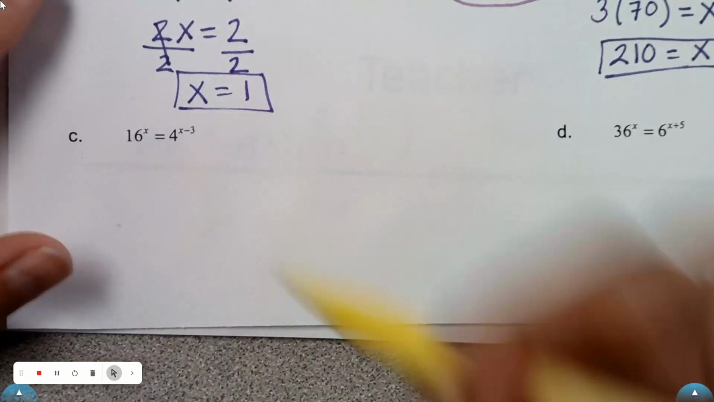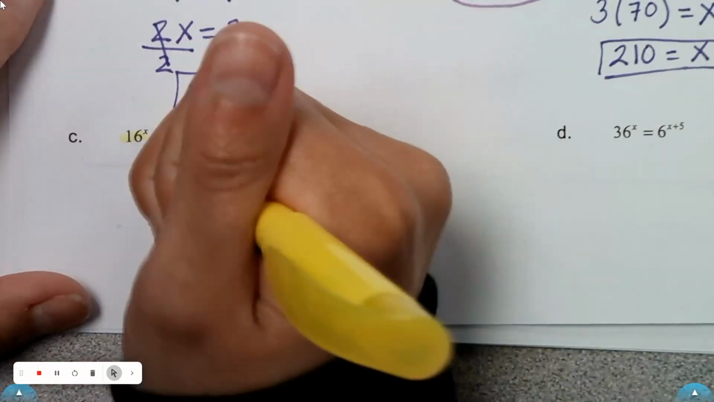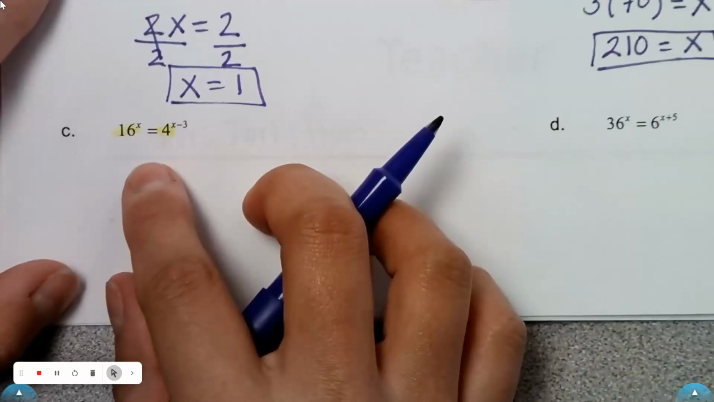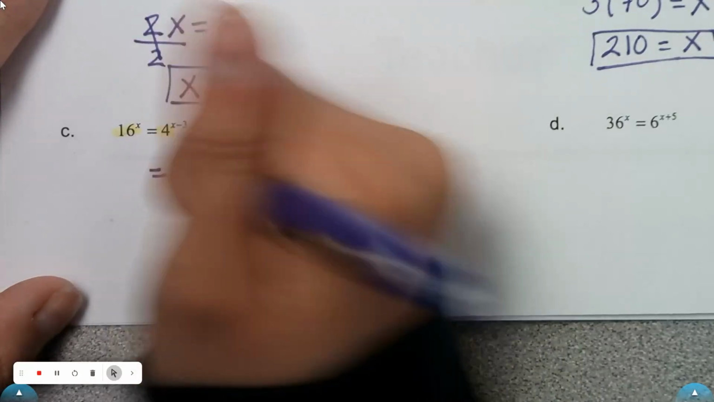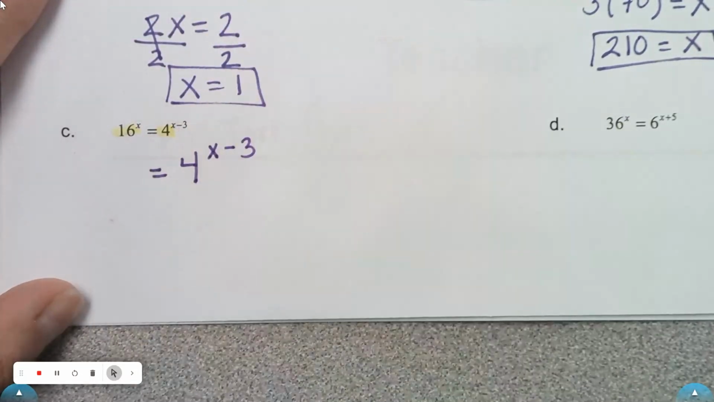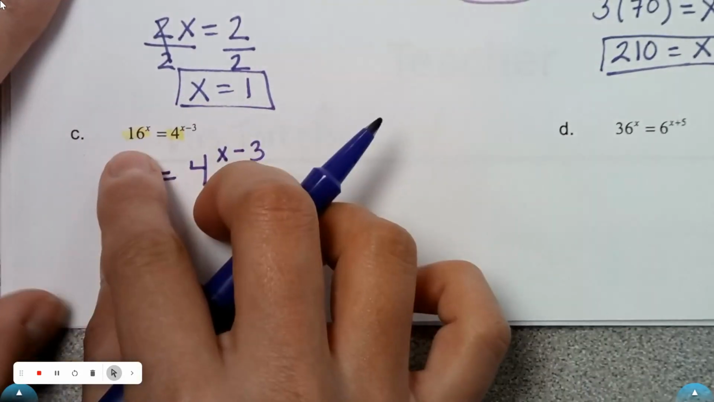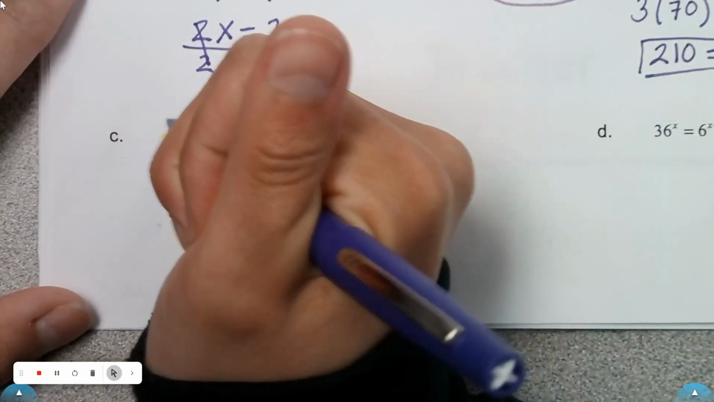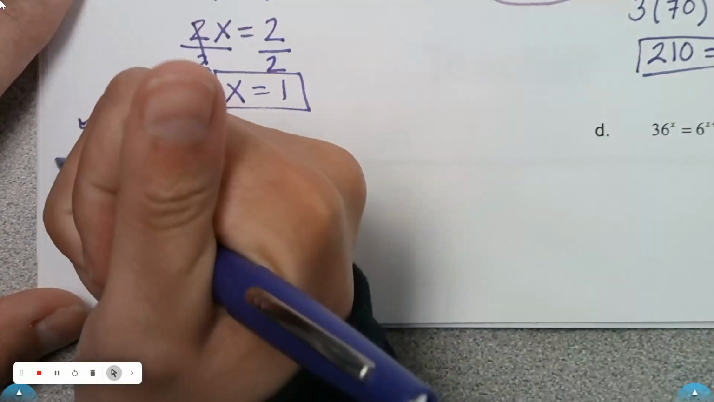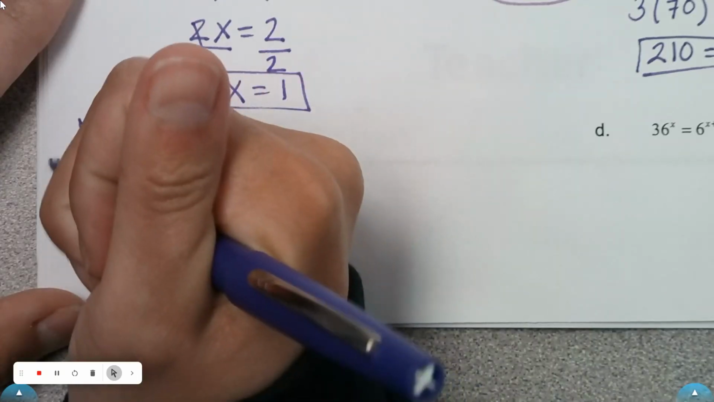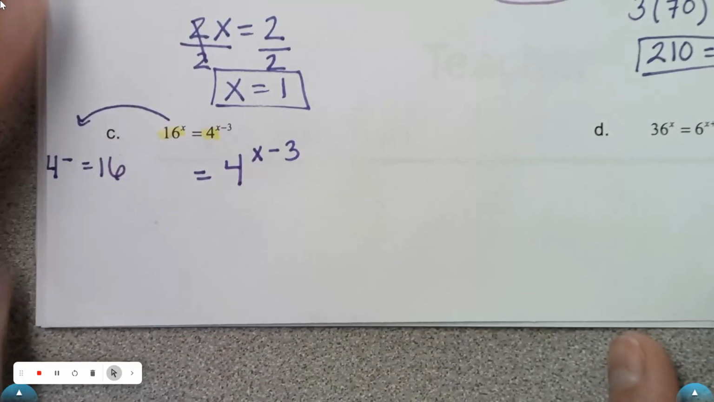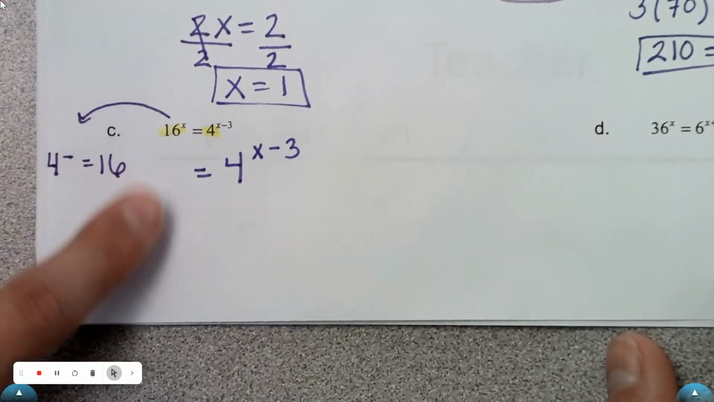Okay, so look at your bases. I have 16 and I have 4. The smaller one, which is the 4, I'm going to keep the same. The bigger one, I will change. Okay, so I'm going to do my work on the side. I'll do it over here. So I have 16, and I want it to look like 4. So I'm asking myself, 4 to what power gives me 16?